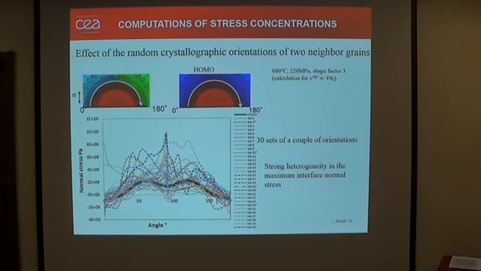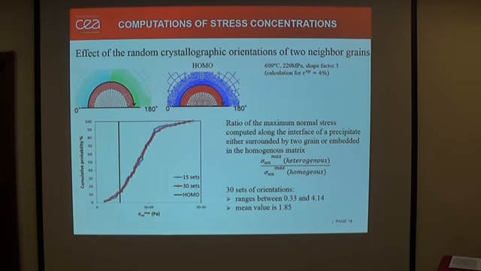Here we have the black line, which corresponds to the inclusion directly in the homogeneous matrix. And then we show random couples of the orientations. We made simulations for 30 sets of random couples. We observe clearly that this crystallographic orientation makes a very strong heterogeneity in the interface normal stress.